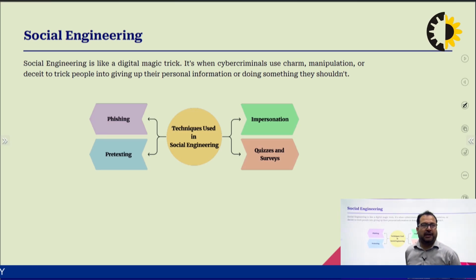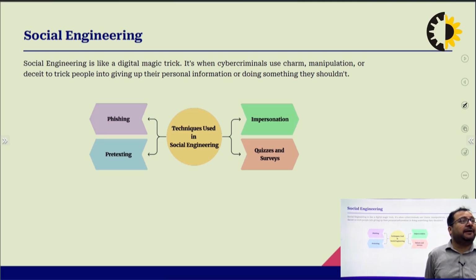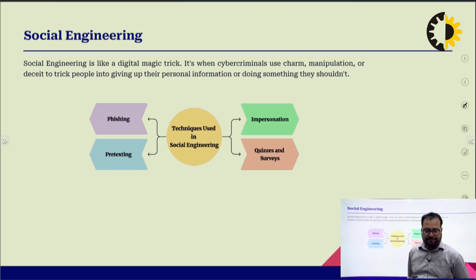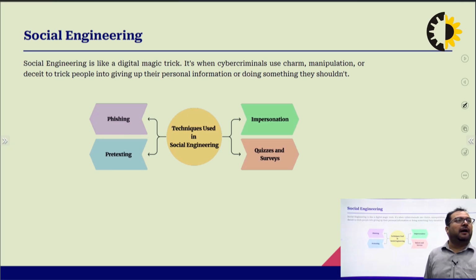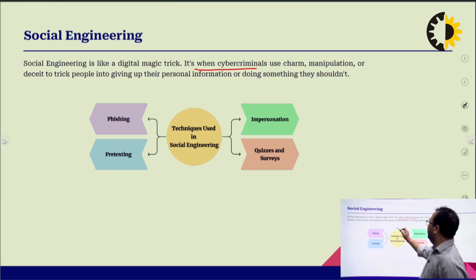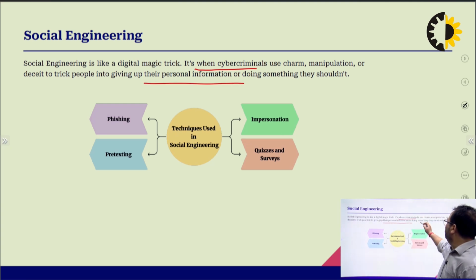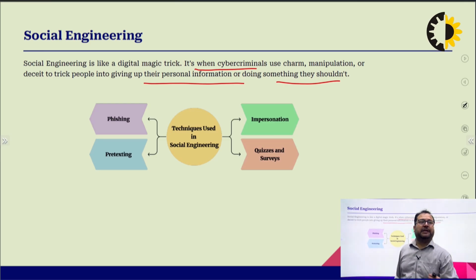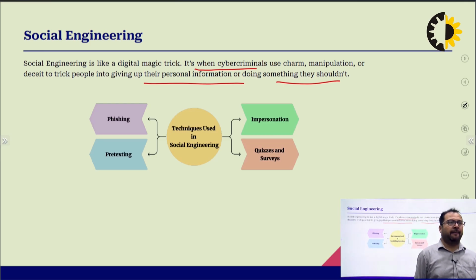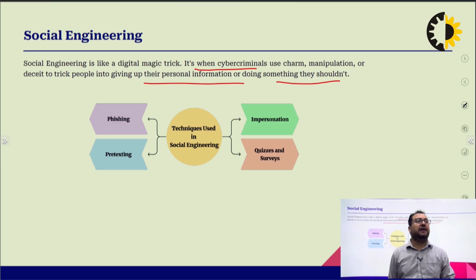So what is social engineering? Social engineering is basically like a digital magic trick. It's when cyber criminals use charm, manipulation, and deceit to trick people into giving up their personal information or doing something they should not. The techniques used in social engineering are phishing, pretexting, impersonation, quizzes, and surveys.